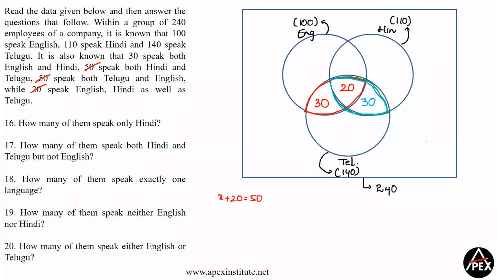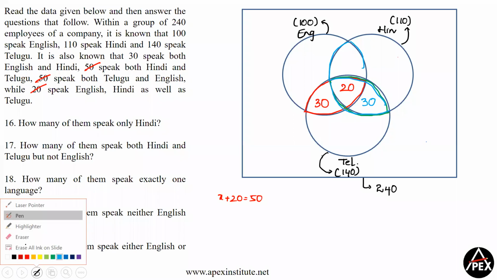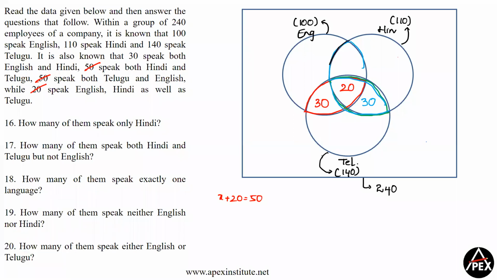Okay. Now 30 speak both English and Hindi. So what is the common region between English and Hindi? This entire region, isn't it? So we have 30 people speaking both English and Hindi. We have 20 people speaking all the three languages. So you will have 10 people here. Clear, guys? Any doubts? Quick responses.